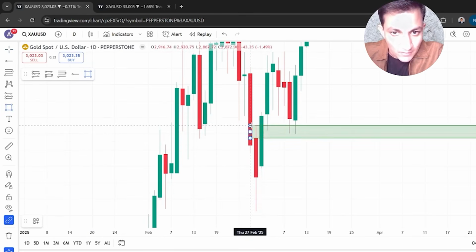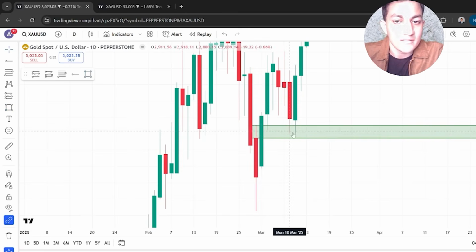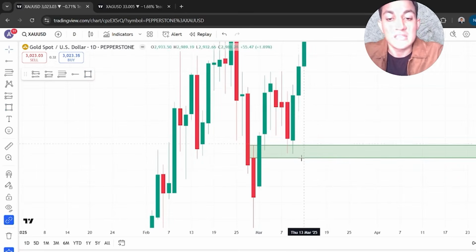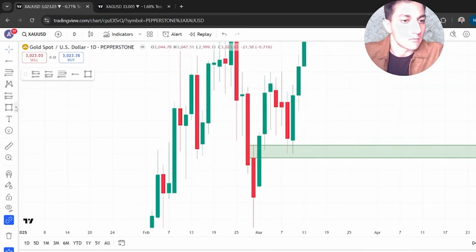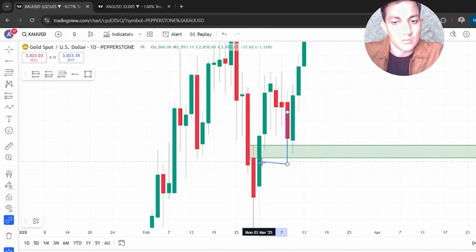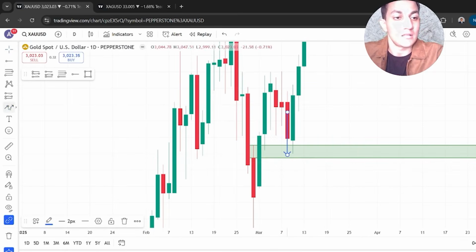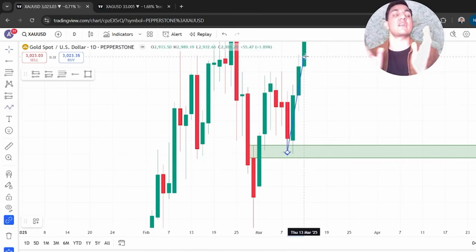You see this wick here? This is still part of the order block, but you see how price wicks into it and instantly shoots off. That tells us we're so bullish that we couldn't even tap the body of the order block. We could only tap the upper part of the wick, and then we had to quickly and aggressively reverse in the opposite direction. That tells me we are incredibly bullish.